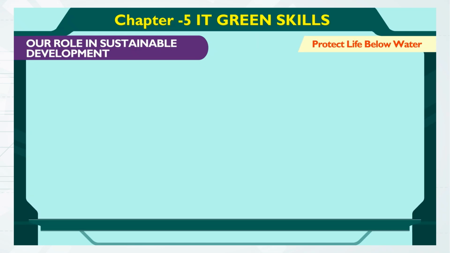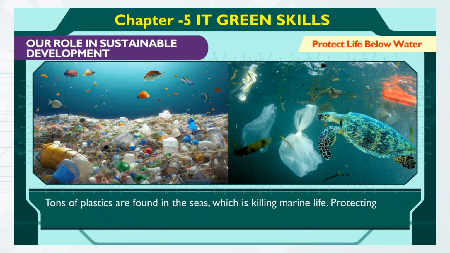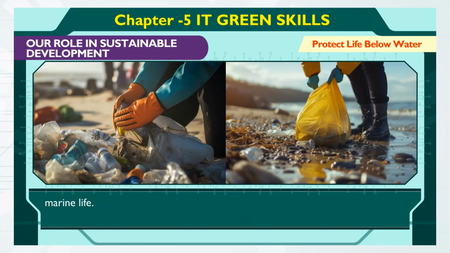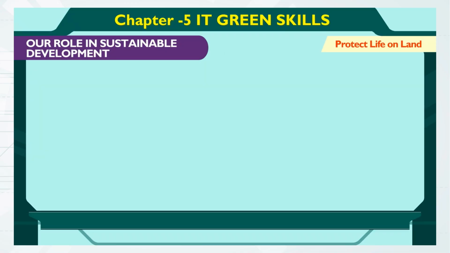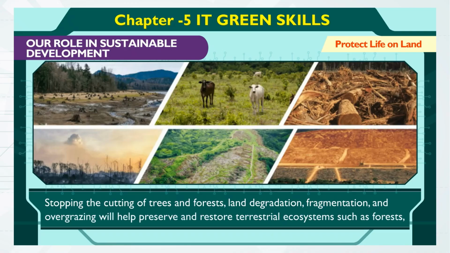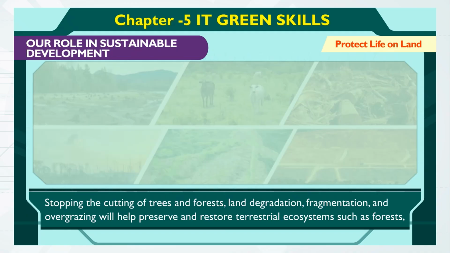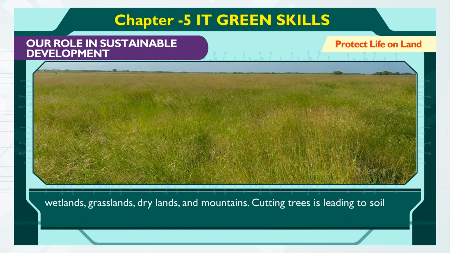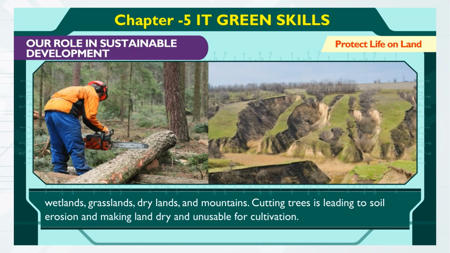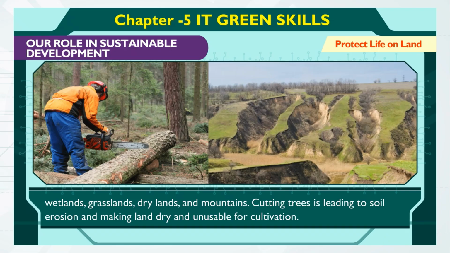Protect life below water. Tons of plastics are found in the sea, which is killing marine life. Protecting marine life and saving our oceans from pollution is necessary to preserve the marine life. Protect life on land. Stopping the cutting of trees and forests and degradation, fragmentation, and overgrazing will help preserve and restore terrestrial ecosystems such as forests, wetlands, grasslands, dry lands, and mountains. Cutting trees is leading to soil erosion and making land dry and unusable for cultivation.